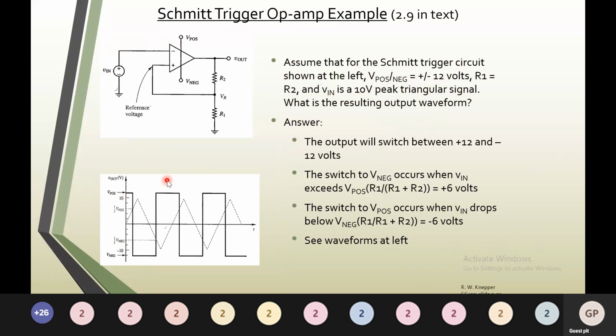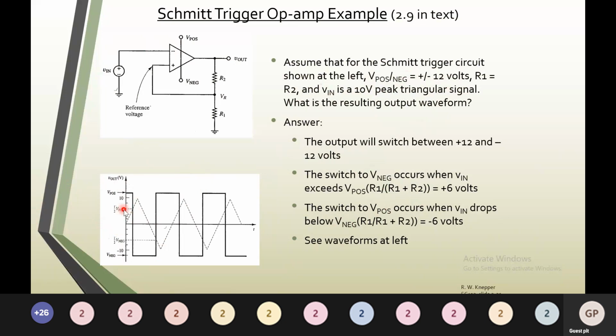When it will switch, that is what we have to see. The switch to negative will occur when my input is greater than the positive reference voltage, and when my input is less than the negative reference voltage. That is what we said. Whenever input is greater than positive reference and whenever input is less than negative reference, you'll have a change in the state. You can understand it from the diagram. This is my input signal, a triangular signal. The reference voltage is somewhere here.